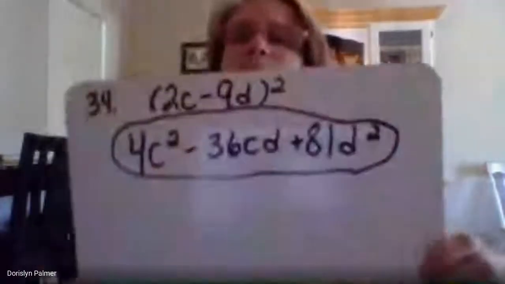Okay. So that was 34. And Nicholas said it was 4c squared minus 36cd plus 81d squared. He was correct. I'll hold it up for you.